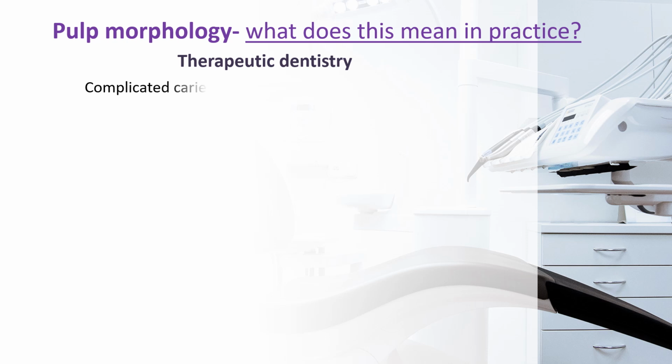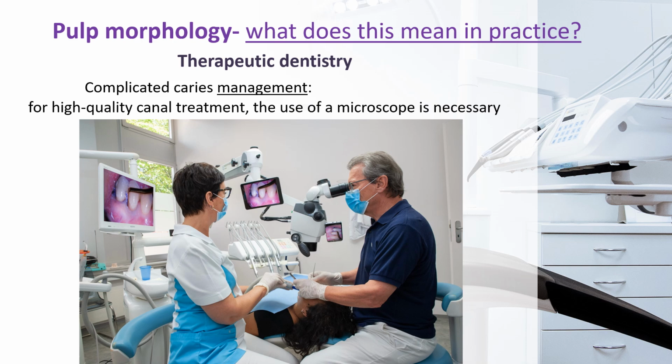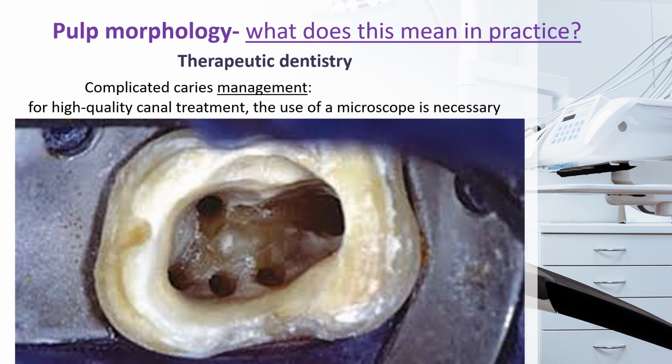What does it mean in practice? In therapeutic dentistry clinics, complicated caries management. For high-quality root canal treatment, the use of a microscope is necessary. As you can see, they are shown an upper first permanent molar with 5 root canals.